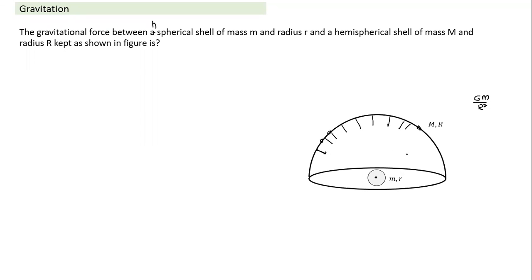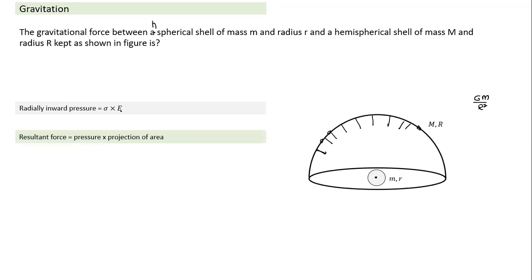But we need to calculate the resultant. We have done something similar in case of electrostatics, and this is something we do in case of fluids also. So it will experience a pressure kind of force. Force per unit area everywhere on the shell will be constant, which you can call pressure. The radially inward pressure will be equal to mass per unit area into field. Sigma is mass per unit area and E is the field at all points on the hemispherical shell. So do we know the value of E? E value is Gm by R square. And what is sigma here?